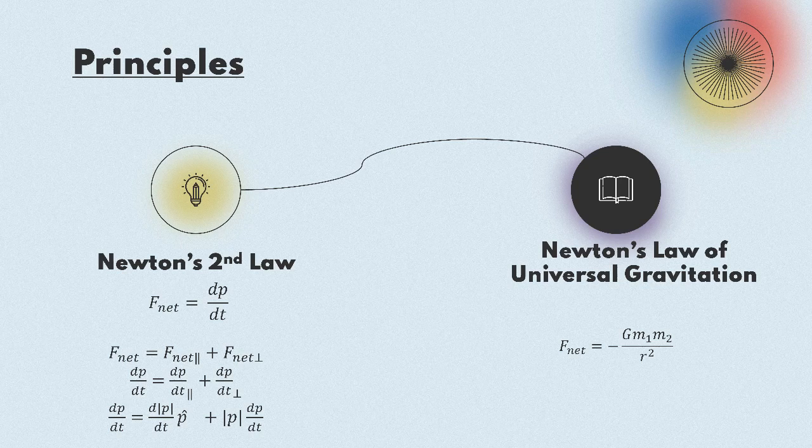And then on the right side, Newton's law of universal gravitation also helps us solve for the net force because we are assuming the only force is the gravitational pull of the black hole. Setting the two equations we have on each side equal to each other will give us the one unknown, which is the black hole's mass.